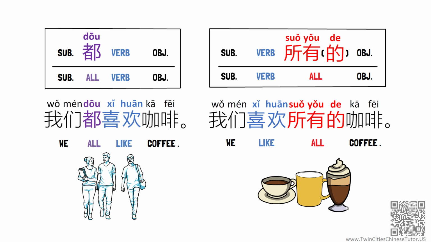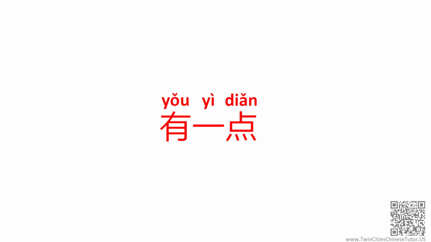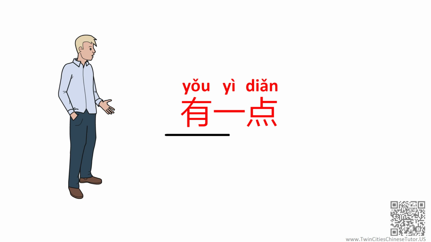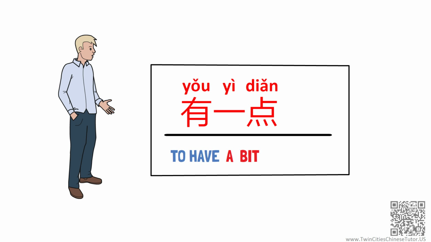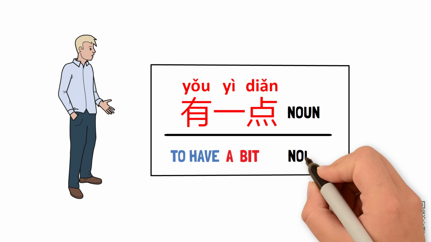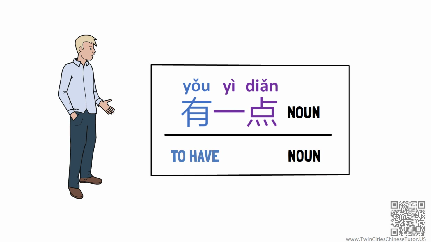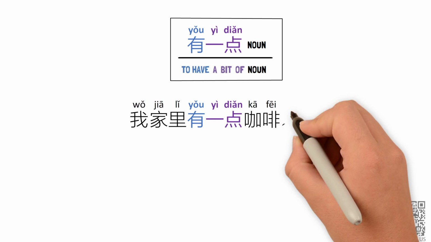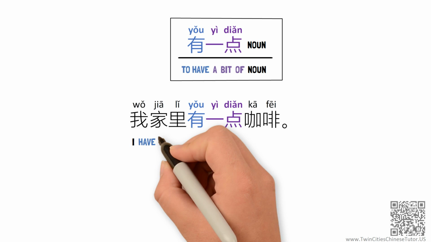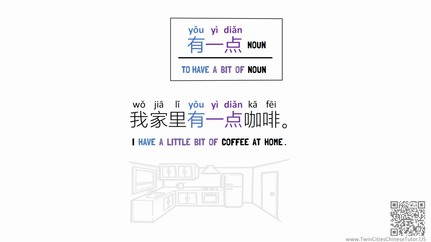Next, the third super useful expression with 有 is the adverb 有一点. Oh, I know. It means to have a little bit. Nicely done, Brian. Yes and no. If there is a noun after the expression, it indeed means to have a little. For example, if Brian says, 我家里有一点咖啡, he is saying, I have a little bit of coffee at home.